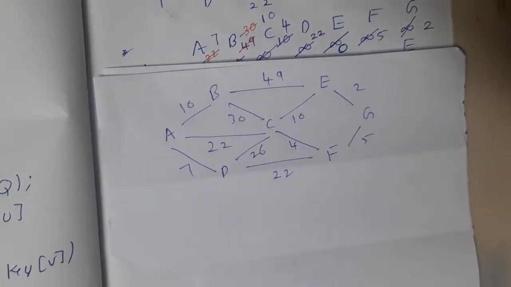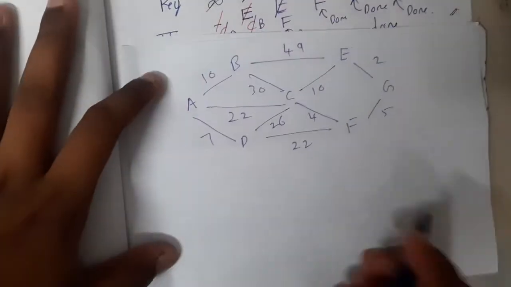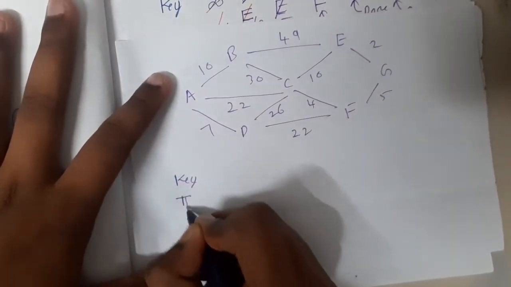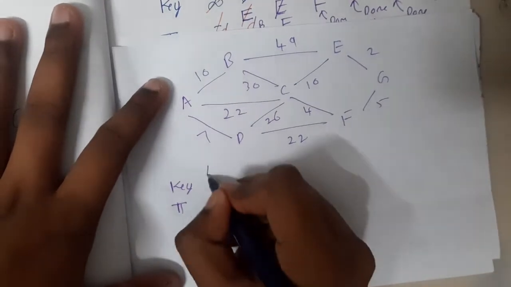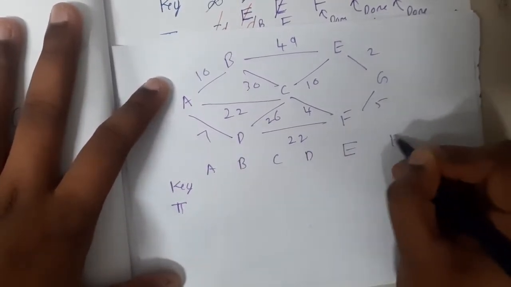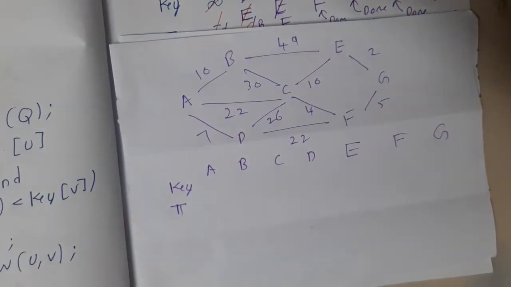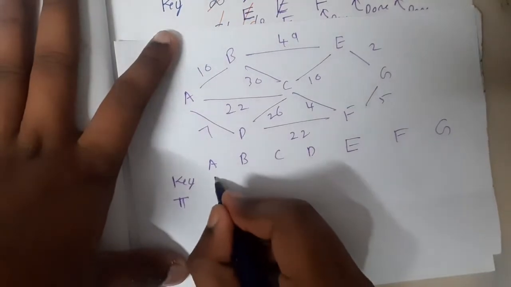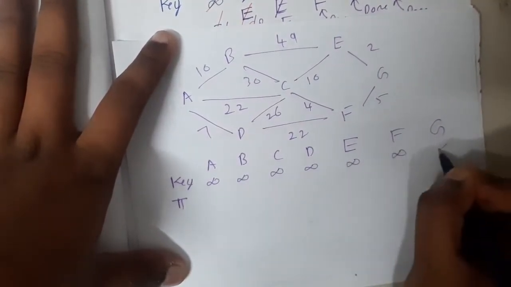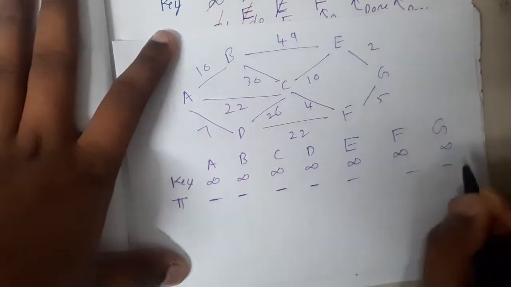Now what you will do is create a matrix. In that matrix you will store the key value, and the pi value is nothing but your parent. Here you will write A, B, C, D, E, F and G. The first step is to assign infinity for the key value for all. Key is nothing but the distance, in simple words, and pi is the parent. Initially you will assume them as dashes, so there are no parents.